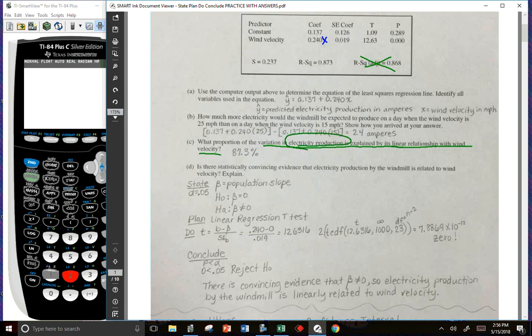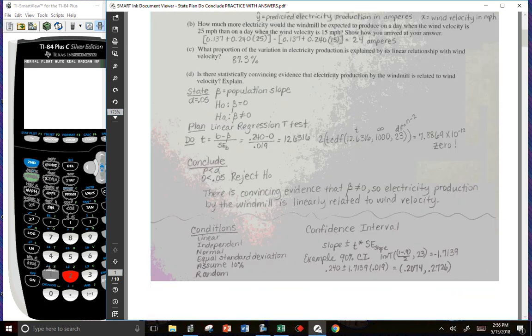Part D, is there statistically convincing evidence that electricity production by the windmill is related to wind velocity? Explain. So if they ask you for statistically convincing evidence, do state, plan, do, conclude. If they say hypothesis test, you do state, plan, do, conclude.